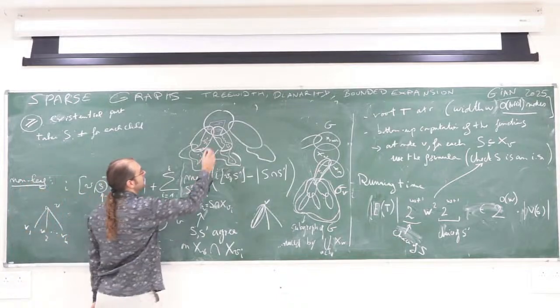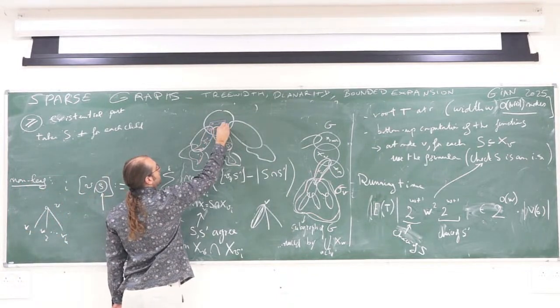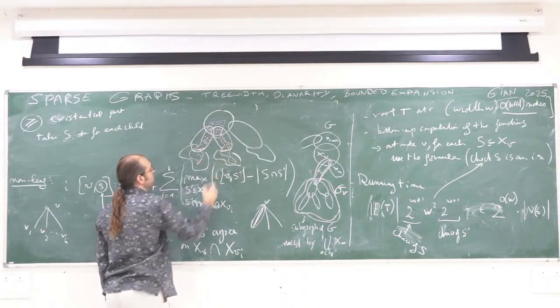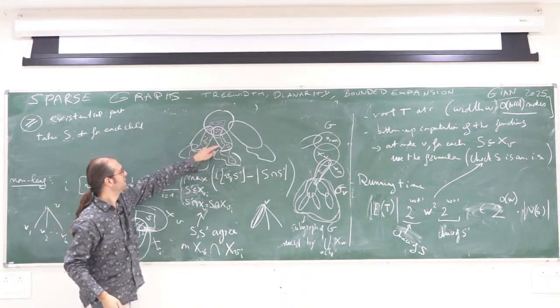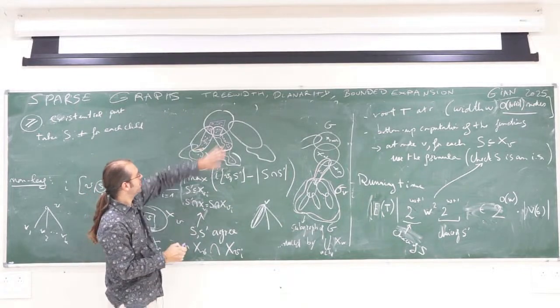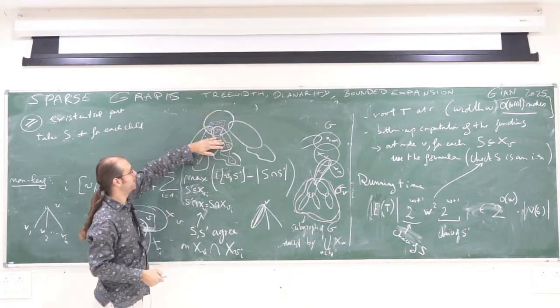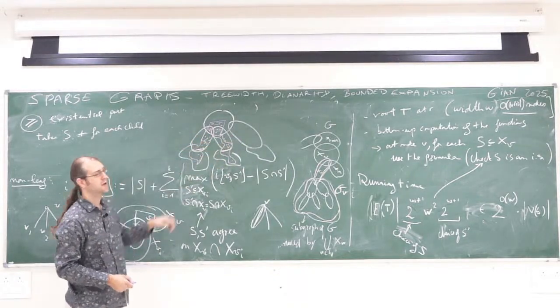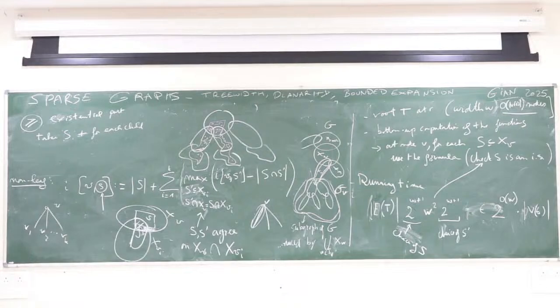Now, since here we have checked that this is an independent set, the important thing to notice is that this part, if you forget about the bag because it's a separator, is completely disconnected from these other parts. So the union is an independent set. But there can be an edge between S minus S dash and S dash minus S, right?